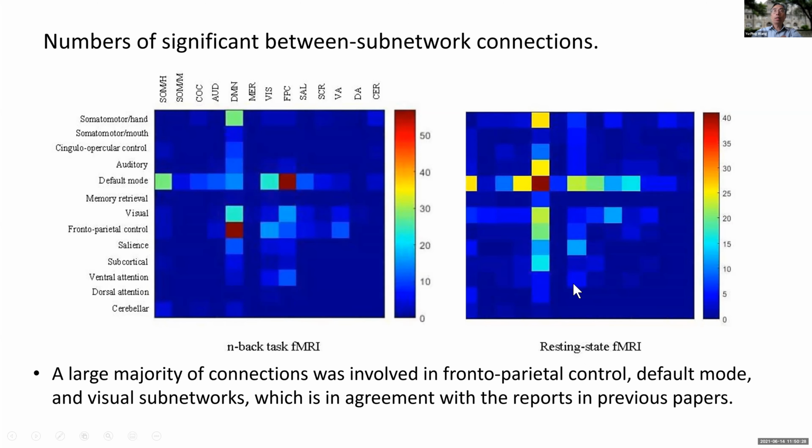which show significant between-subnetwork connections. And we found a majority of the connections were involved in the frontal-parietal control, default mode, and visual subnetworks. This is in agreement with previous findings.